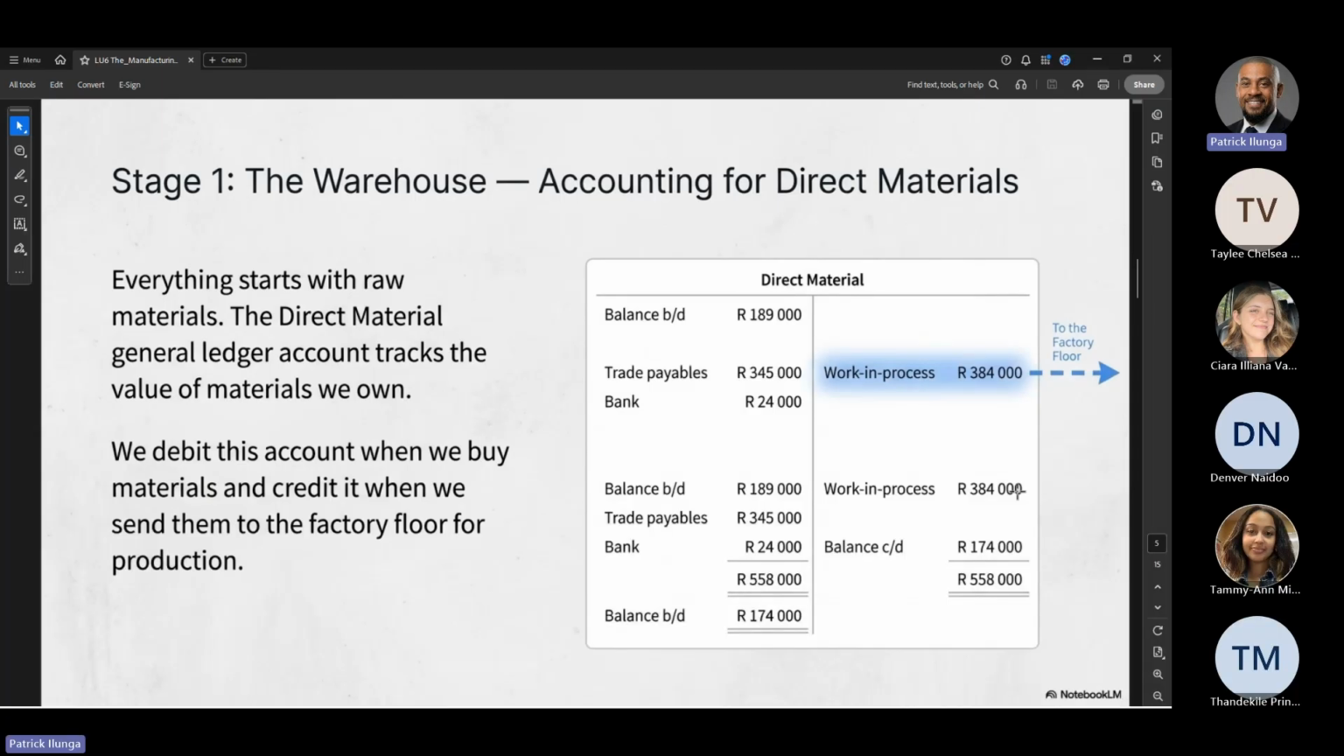Is this making sense? So I want to hear from you because I don't know your accounting, if you've done accounting or not, if this is confusing or not, but I can assume all of you understand this so clearly.